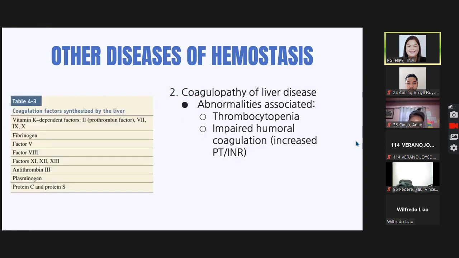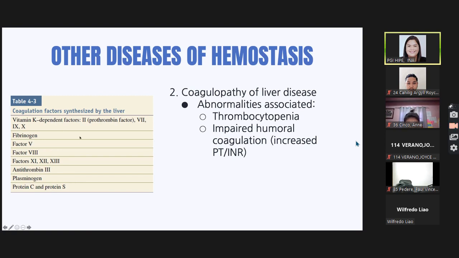So we also have coagulopathy of liver disease. We all know that the liver plays a central role in the synthesis of coagulation factors, causing a decrease of non-endothelial derived coagulation factors. So the etiologies causing thrombocytopenia are here. Examples of abnormalities are thrombocytopenia and impaired humoral coagulation. The etiologies that cause thrombocytopenia are hypersplenism, so sequestration, then reduced production of TPO, immune destruction of platelets, and functional defect due to concomitant uremia from renal impairment. So that's your hepatorenal syndrome.